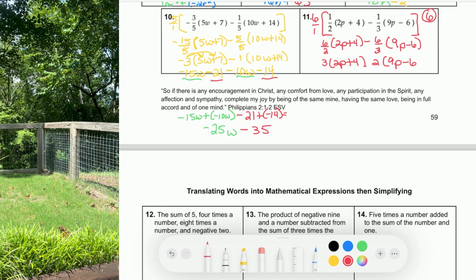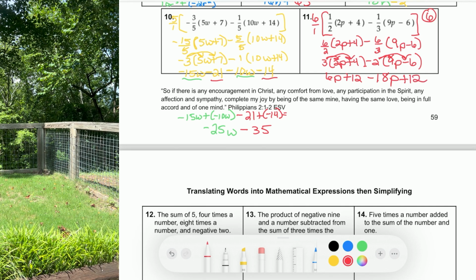So I'm going to multiply the 3 times both items, and I get 6p plus 12. I have, almost forgot my minus there. I have 2 times both of these items. So 2 times 9p is minus 18p. And then negative 2 times a negative 6 is going to give us a positive 12.